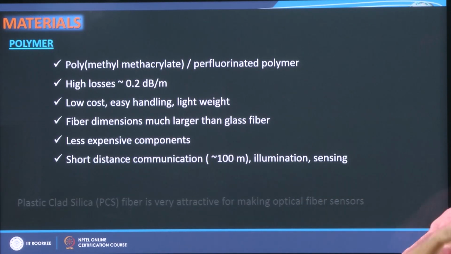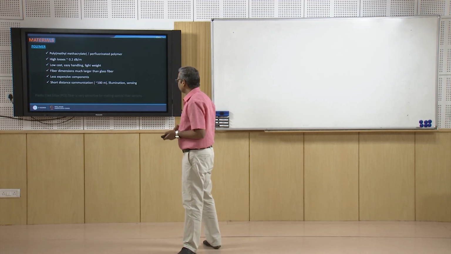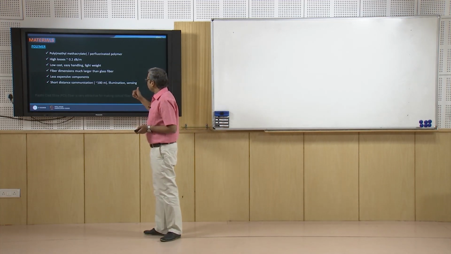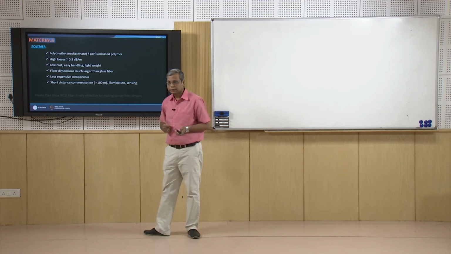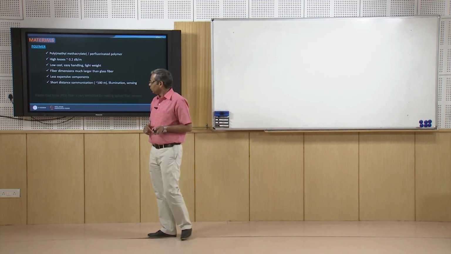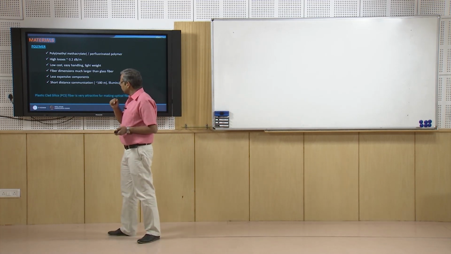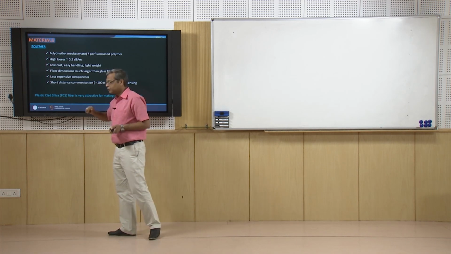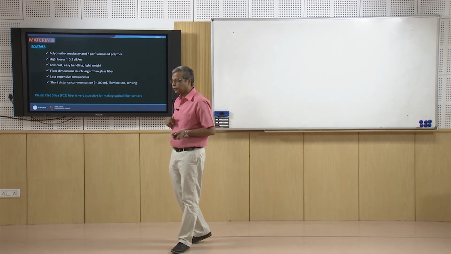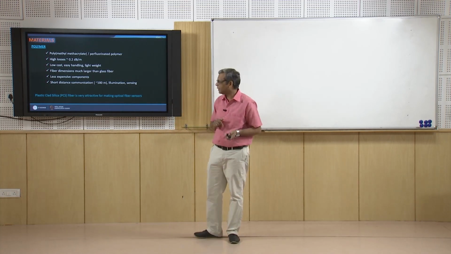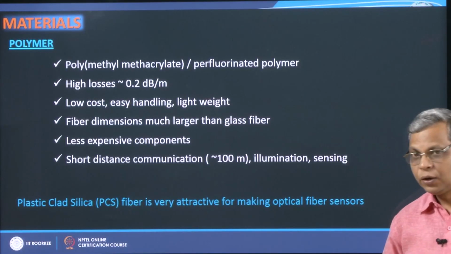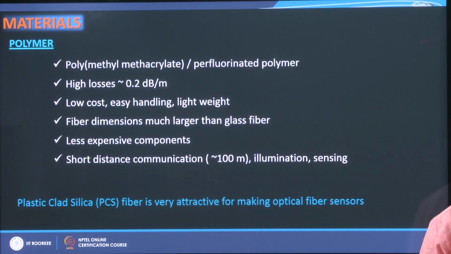For example, within a room, or communication or illumination or in sensing. You can make a fiber which has silica core but plastic cladding. So, this is known as plastic clad silica fiber, popularly known as PCS fiber. It is very attractive for making optical fiber sensors.